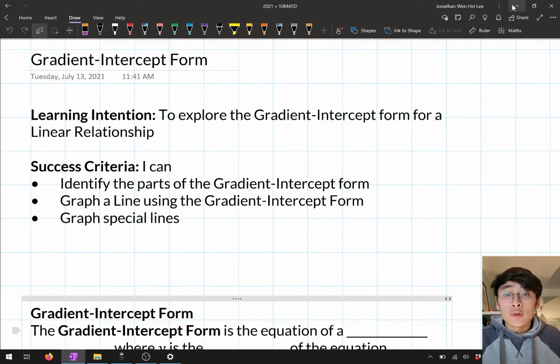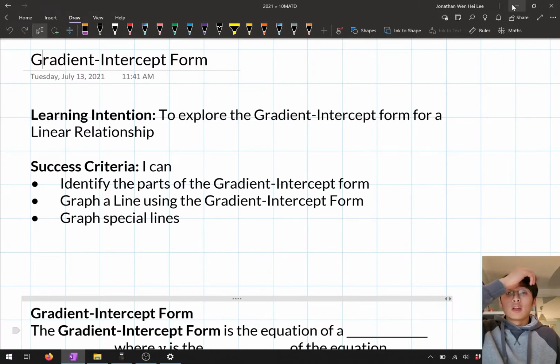In today's lesson we're continuing with our topic of linear relationships and we're looking at a thing called the gradient-intercept form. So for today's lesson our learning intention is to explore the gradient-intercept form for a linear relationship, and by the end of this lesson we want to be able to do three things. One, we want to be able to identify the parts of the gradient-intercept form. Two, we want to be able to graph a line using the gradient-intercept form. And three, we want to graph special lines after as well.